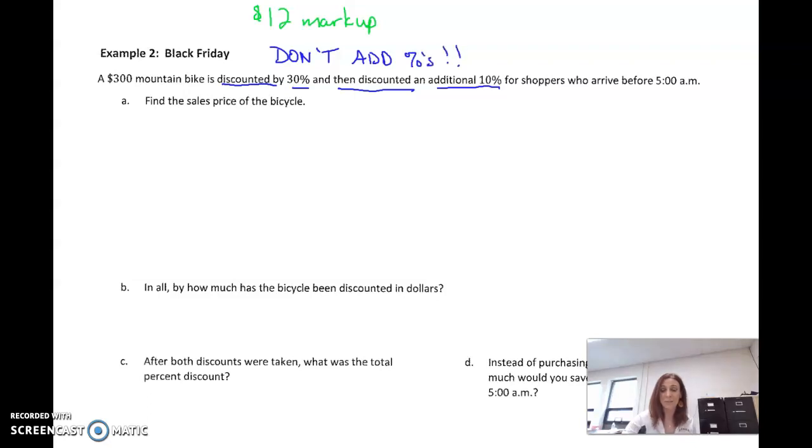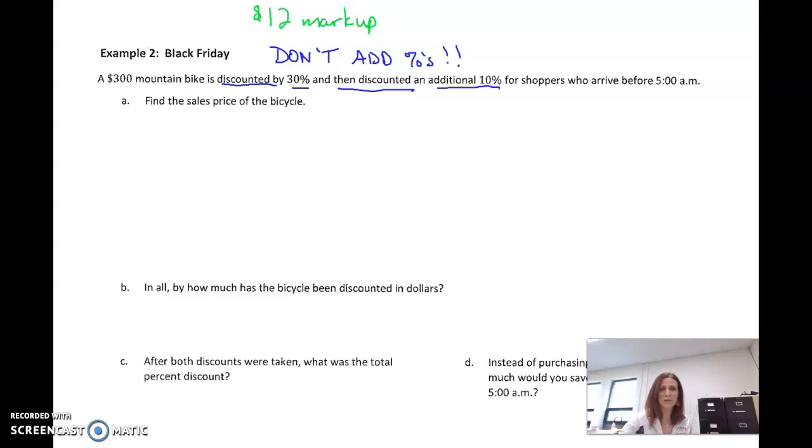Don't add them together. Okay? Because remember, when you take a percent of something, it's a part out of that whole amount. If you add these together, you can't just think of it as taking 40% out. You're taking 30%, that's reducing the amount, and then you're taking 10% of that new amount.